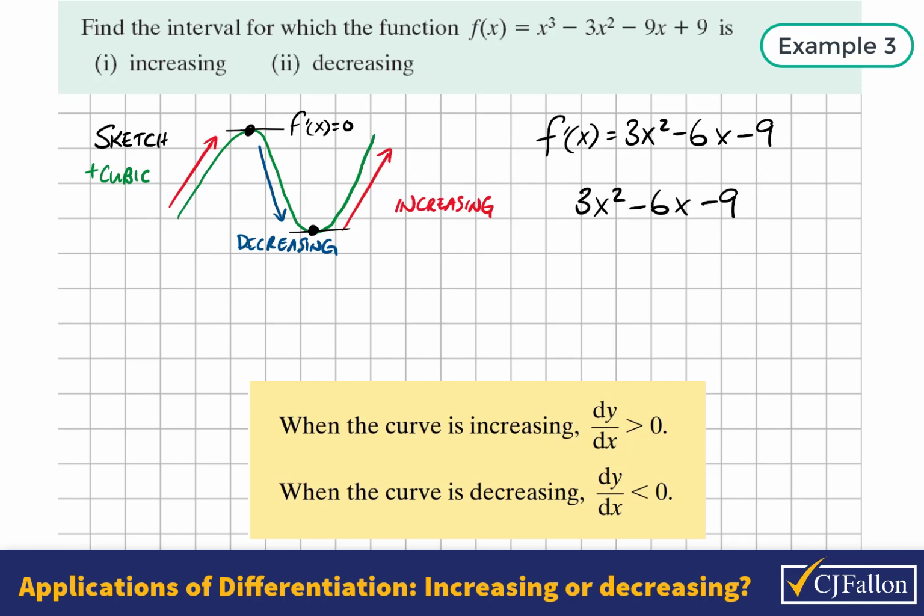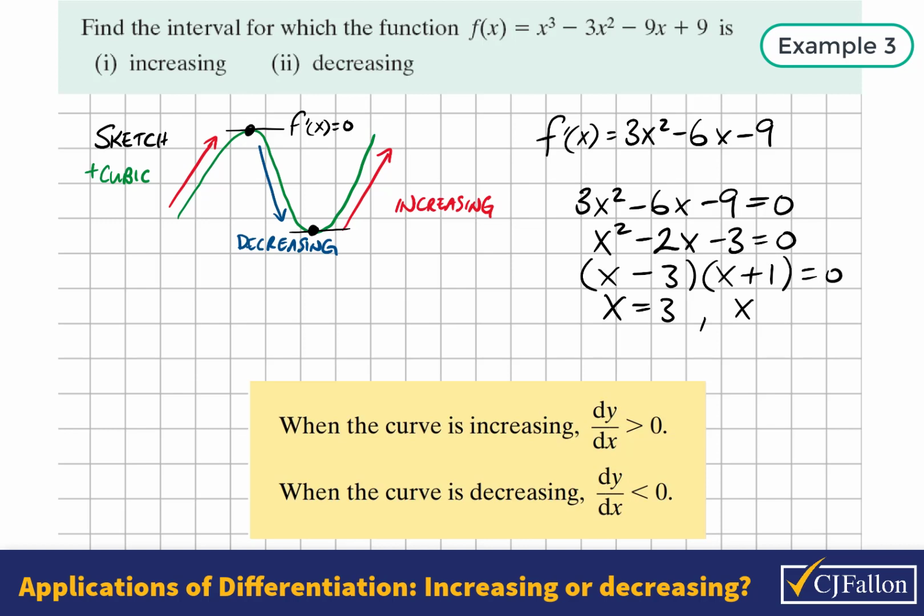We see 3 is a common factor here, so dividing across by 3 makes this a simpler quadratic with the same solutions. And the factors for this are x minus 3 and x plus 1, giving solutions x equals 3 and x equals negative 1. Now we know the solution to the problem already, because we understand the shape of the curve. We know the maximum happens when x equals negative 1, because the maximum happens before the minimum. We see it from the picture, and the minimum is x equals 3.